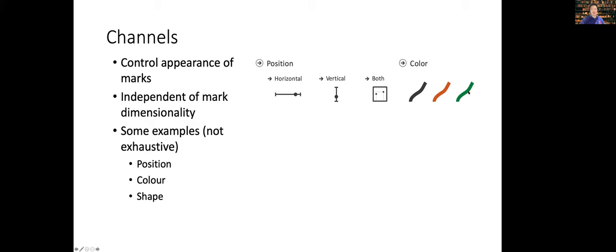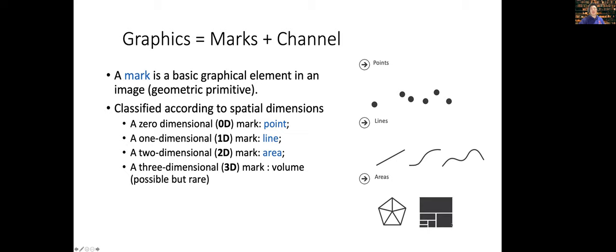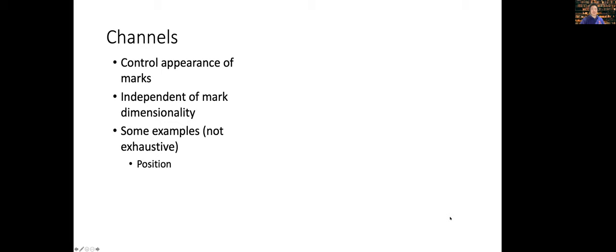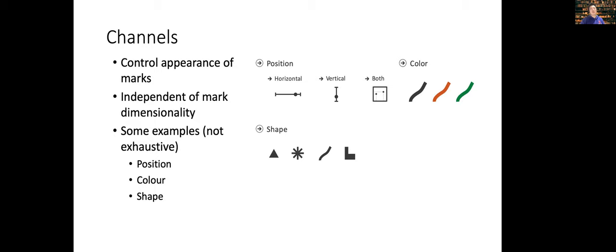Or shapes. You can change the shape of the mark. And this is something you need to be aware of: you cannot change the shape of a point or a line. Shape is a concept only applicable to 2D items, so you have to have an area mark before you can use the shape of the mark to represent something. I mean, this is a little bit pedantic. There's nothing really to stop you from using shapes for anything.